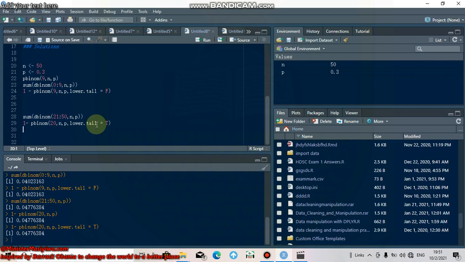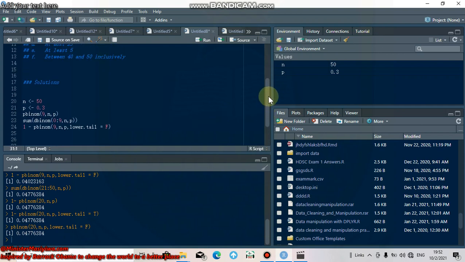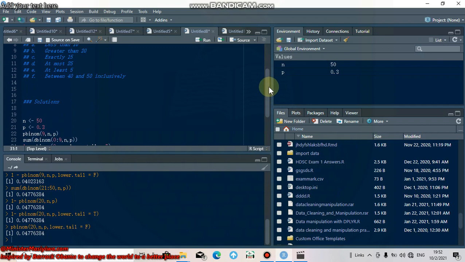Then what's next? Another way we can use the pbinom function is to say pbinom, then 20, n, p, then lower.tail equals false, like this. You see the probabilities are the same also, right? So that's the second one. This one was for greater than 20.